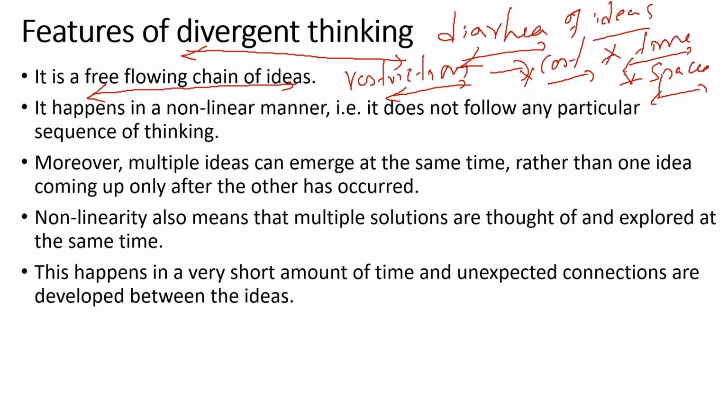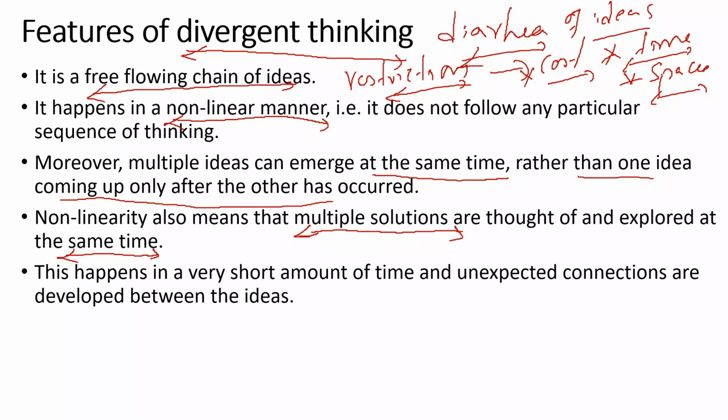So it happens in a non-linear manner, right? Non-linear manner means creating alternative solutions for a single problem at the same time. Actually, when we think, we should be able to think in terms of strategy, alternative strategy. Okay? So here multiple ideas can happen at the same time rather than one by one.